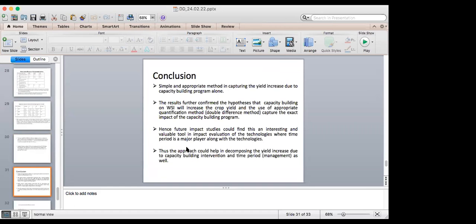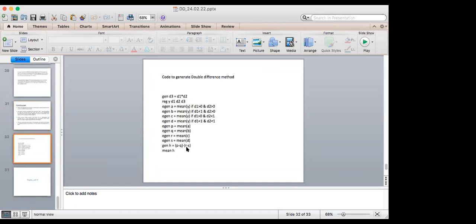We can use this tool here. And this is the code for the double difference method I have derived. If you apply this code in Stata, you may get the results, and you can get it from Excel also.